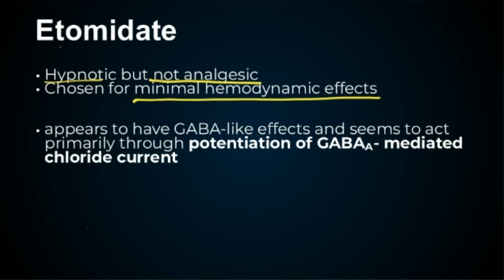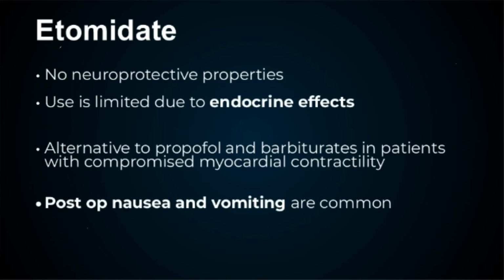So etomidate appears to have GABA-like effects and seems to act primarily through potentiation of GABA-A mediated chloride current also, just like the previous IV anesthetics we discussed. So etomidate has no neuroprotective properties.